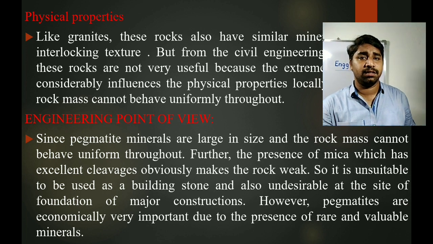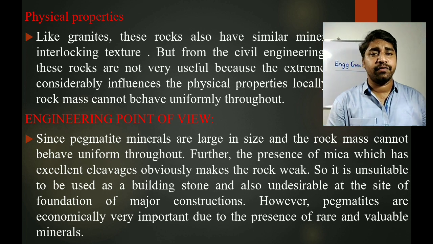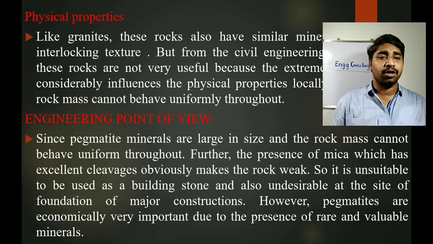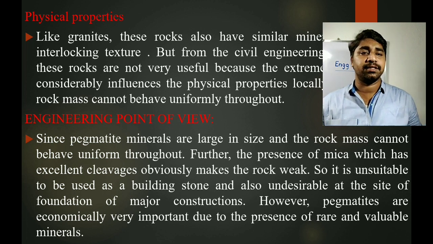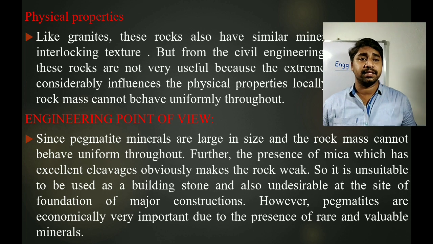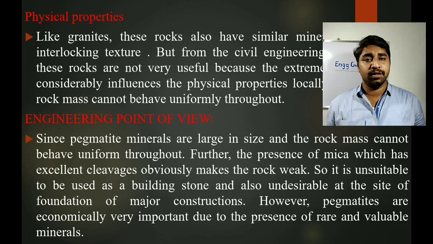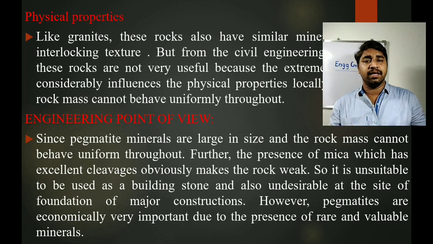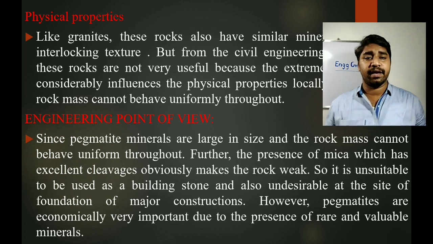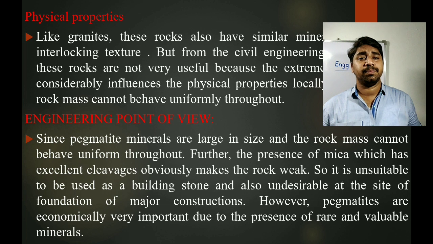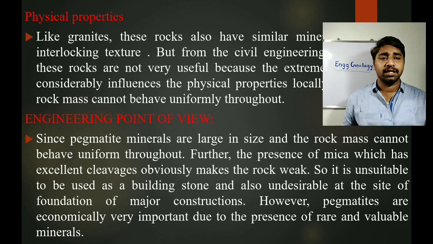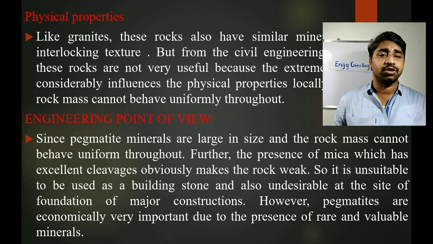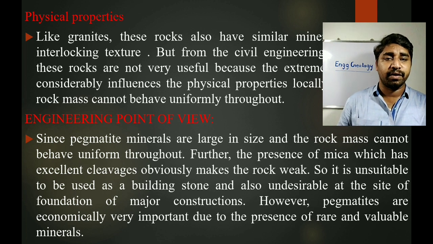So that is another disadvantage we have with the properties of pegmatites. Next, from the engineering point of view, pegmatites are large in size and the rock mass cannot be uniform throughout. The presence of mica, which has excellent cleavage, obviously makes the rock weak. Another important thing is the existence of mica in between. Because of this, cleavage is induced along the mica and leads to weakness along the planes in pegmatites, whereas this is not the case with granites. Next, it is unsuitable for building stone and undesirable at the site of foundation for major construction.